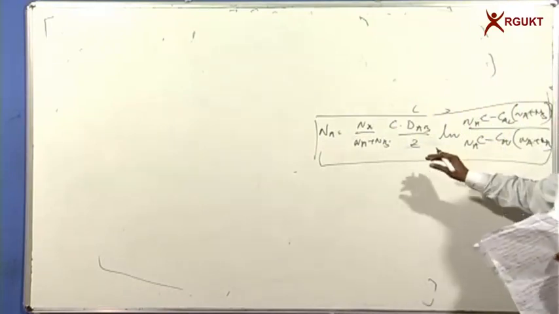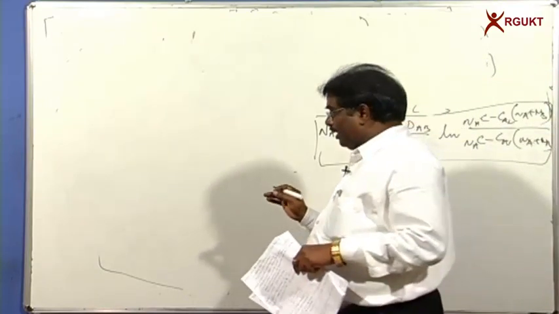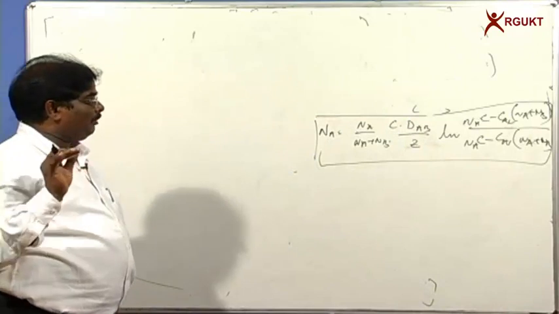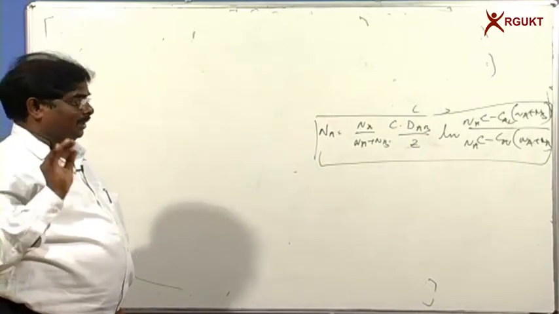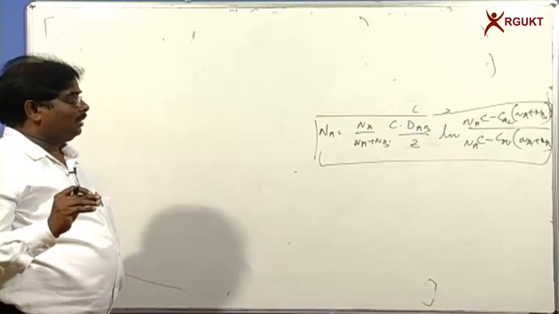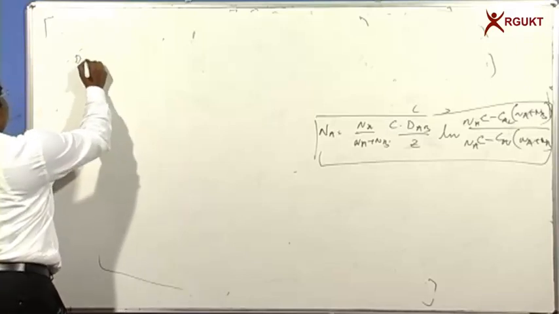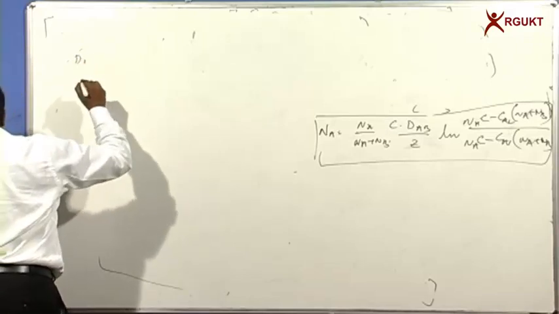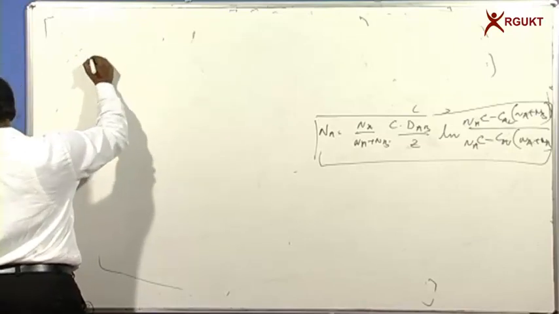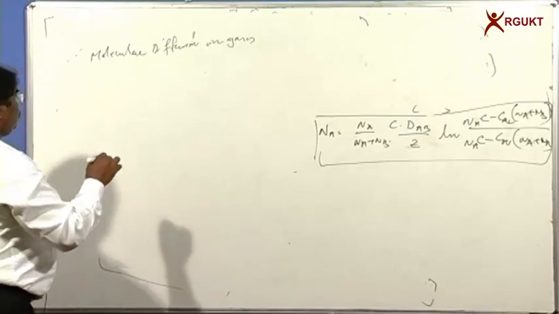This is the simplest example I am trying to give you, but when you go to the industry, we are going to find several such examples. Unless we know the value of Na, one cannot proceed further, and one cannot do any design of a mass transfer operation unit or any separation process. So we are now looking at molecular diffusion through gases. When you talk about gases, if the gas obeys the ideal gas law, one can apply the simple equation of state.